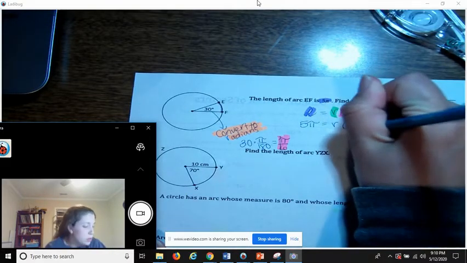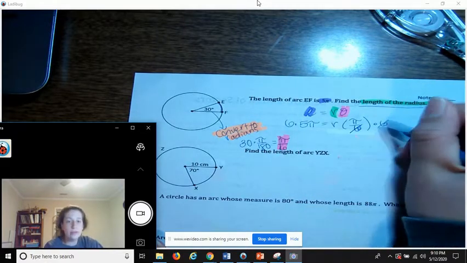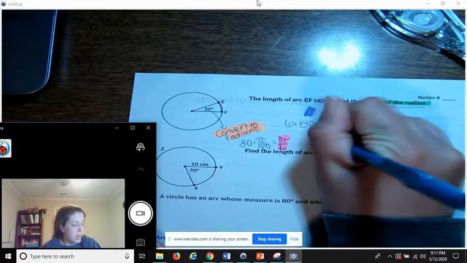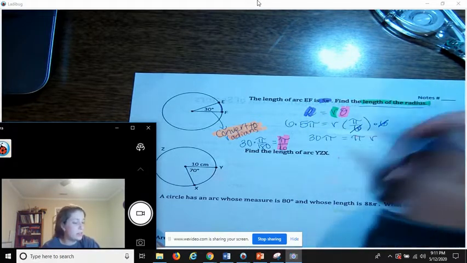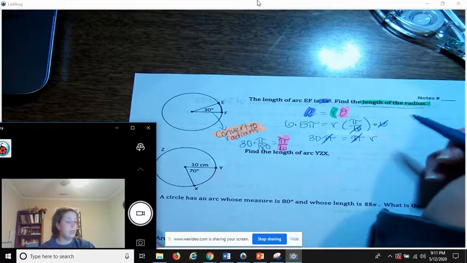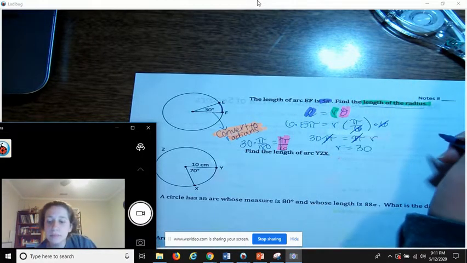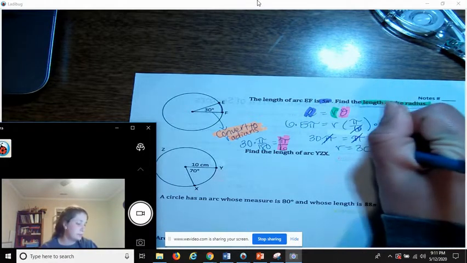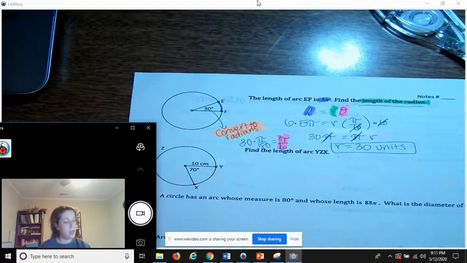First I'm going to multiply both sides by 6 to get this 6 away from the r. 6 times 5 is 30, so I should get 30 pi equals pi times my radius. Now there's a pi on each side, so I can just cancel those out. So I get that my radius should be 30. Does it give me a measurement? Units. And that was the piece that we were missing the whole time.